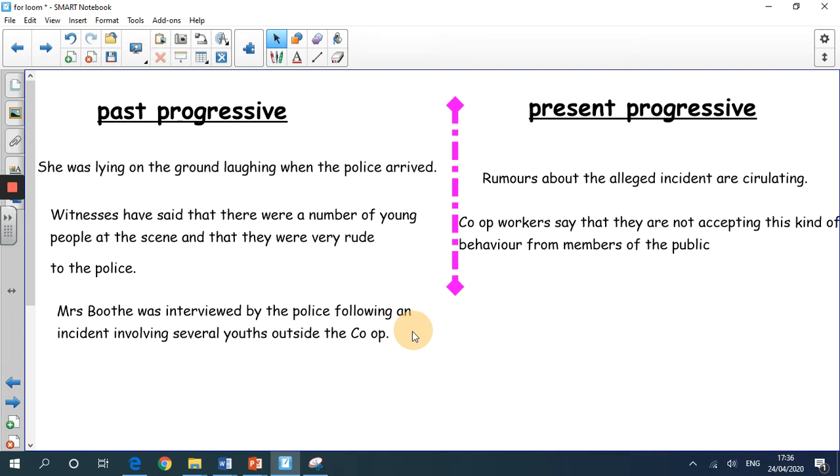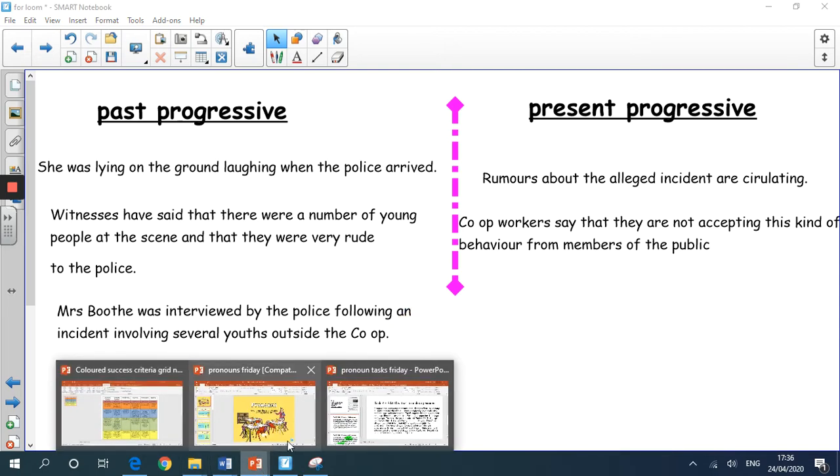So just to sum up, tense can be quite tricky in writing newspaper reports. But always, always, always reread your work and think about where your auxiliary verb goes. Okay. We're going to move on to pronouns now, because pronouns are important too. Let's have a little look.